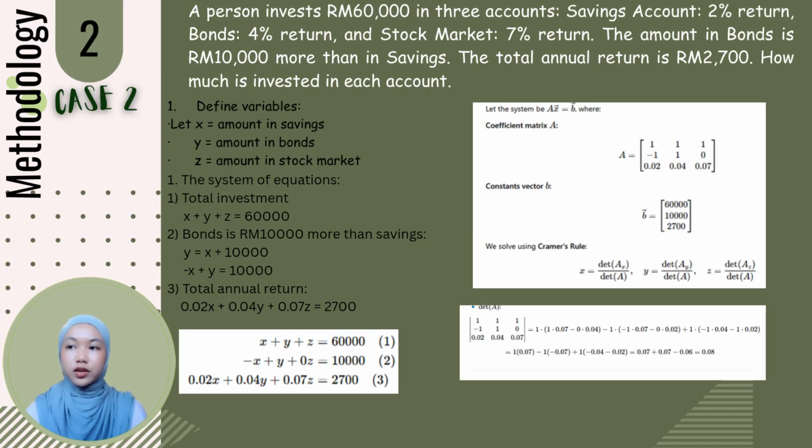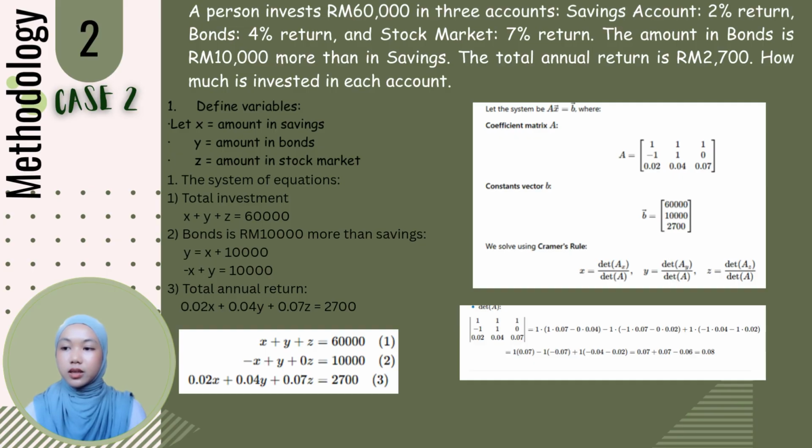First, we define the variables: let X be the amount in savings, Y the amount in bonds, and Z the amount in the stock market. The linear system of equations is X plus Y plus Z equals 60,000, and next is negative X plus Y plus 0Z, because there is no Z, equals 10,000.